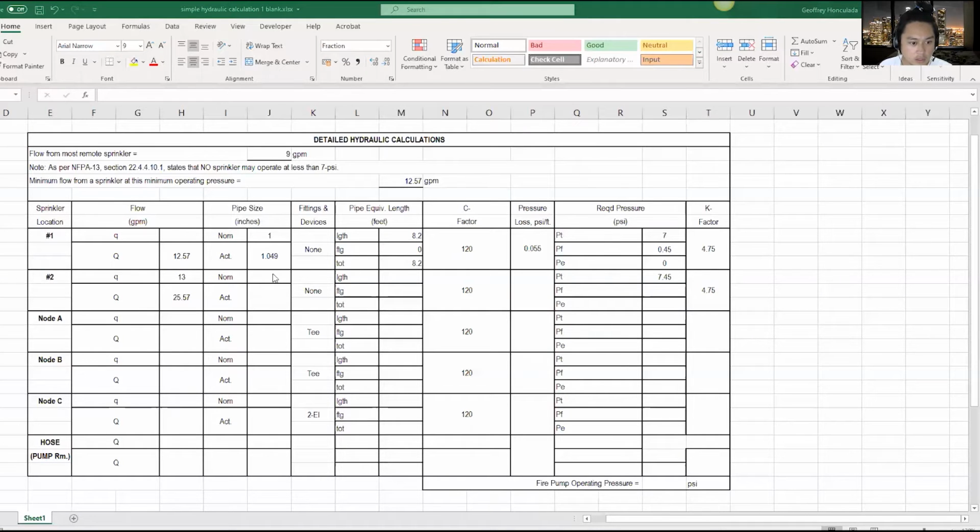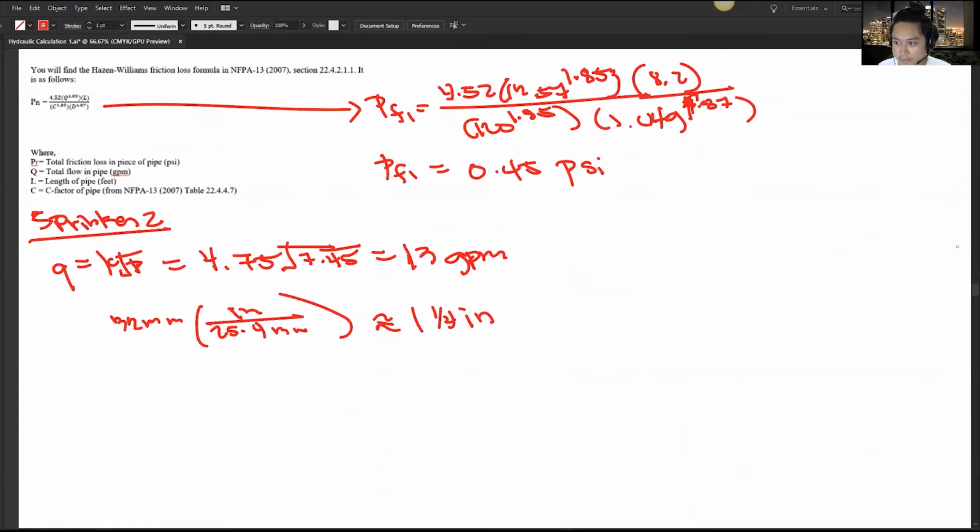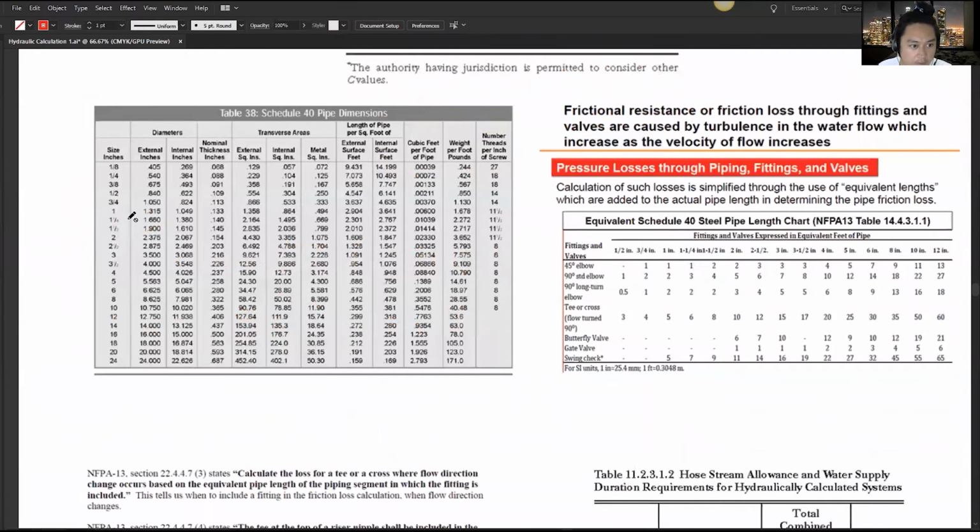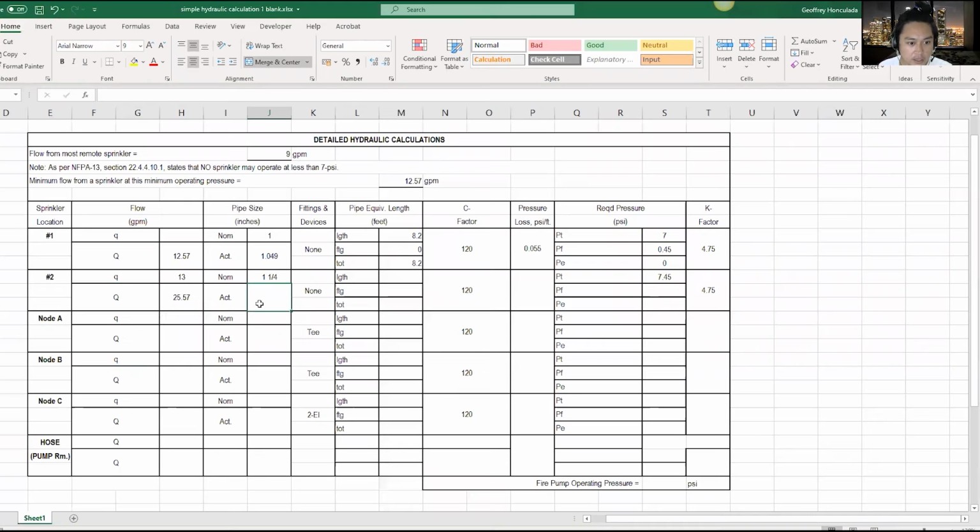Put the nominal size of 1 1/4. Now the actual size, we have to take a look at our table for the pipe. Okay, here you go. Our table for 1 1/4, this one. The internal diameter is 1.38, and we input 1.38 as our actual pipe size. That's the internal pipe size, the internal diameter.